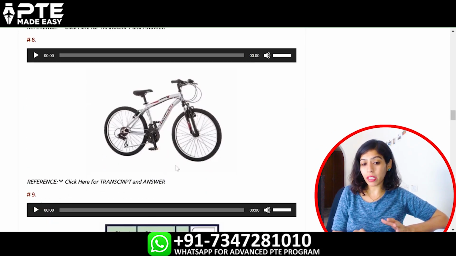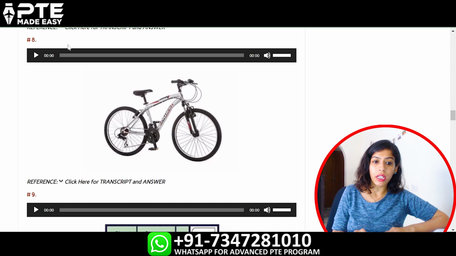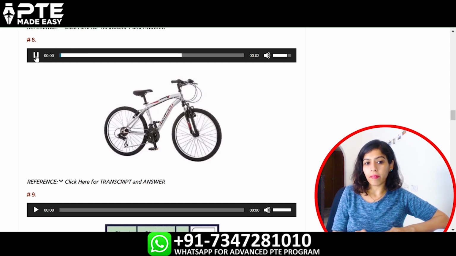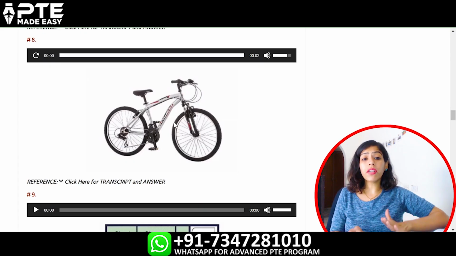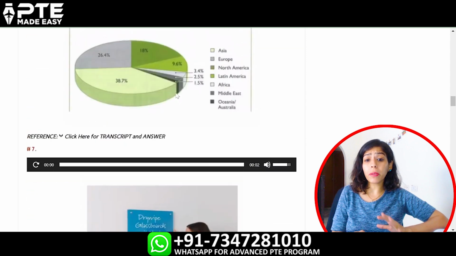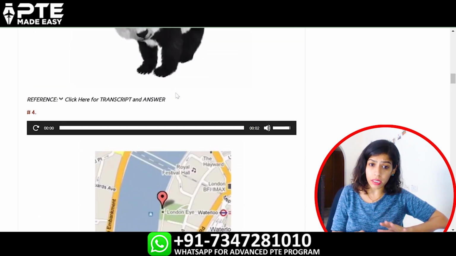Now, here we have an image and this image is of a bicycle. Okay. Bicycle image. Let us listen to the question. Which vehicle is displayed in the picture? So clearly it is a bicycle. So this is the way we need to attempt picture-based short question answers.